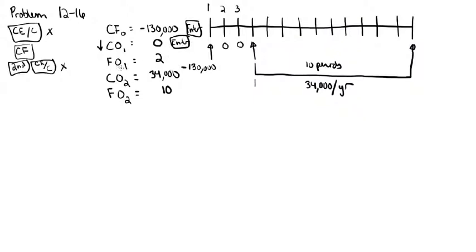And then FO1, if we arrow down again, that should be 2, and enter. If we arrow down again, we should see CO2, and that should be $34,000, and enter. And then arrow down one more time to FO2, and we want to make sure that is 10, so we type 10, and then enter.